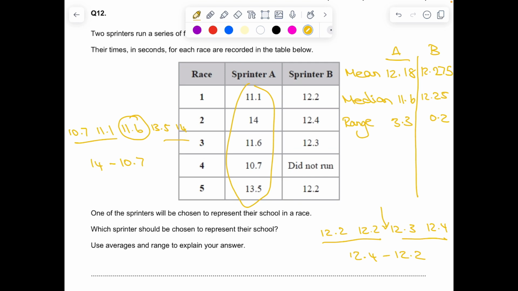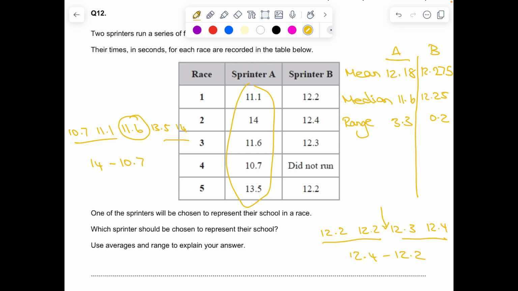Now, surprisingly, on this one, your conclusion, so you're working out, I think is worth 2 of the 3 marks. So as long as you worked out either the mean or the median, and then you worked out a range for both sprinters, you would get 2 marks. Now, the last mark in this question is for a correct decision, saying why.